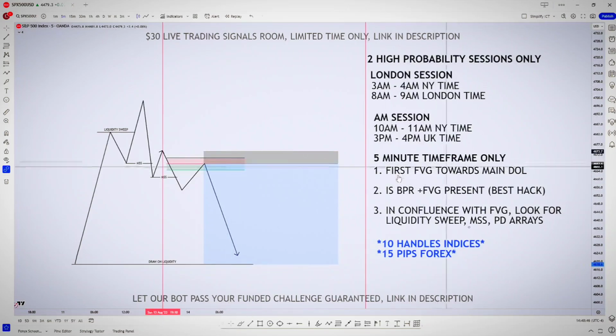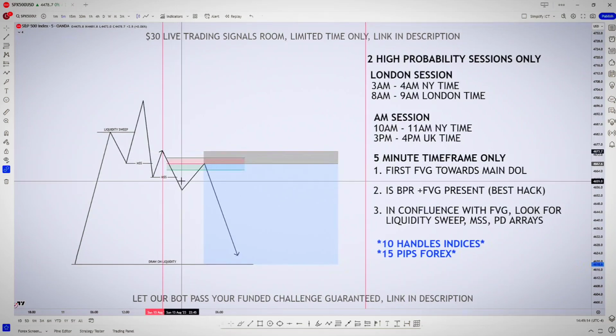Now, we're going to look for our first FVG towards the main draw on liquidity. This is a point where a lot of people mess up. They just look for the first FVG and they don't take the draw on liquidity into account at all. So they just trade the first FVG that's been created and they trade it blindly, and then they end up getting stopped out. But you have to look for confluence with that FVG. So first of all, look for that first FVG towards the main draw on liquidity. Draw on liquidity is bearish, so we're going to look for a bearish fair value gap.